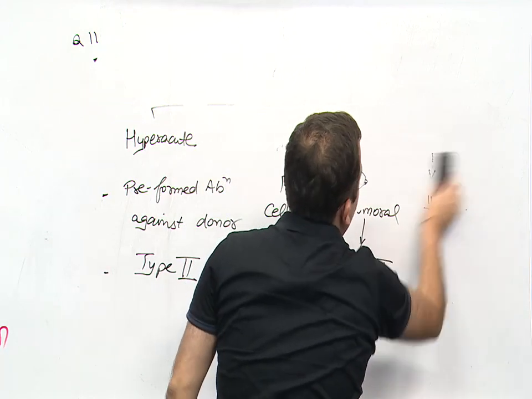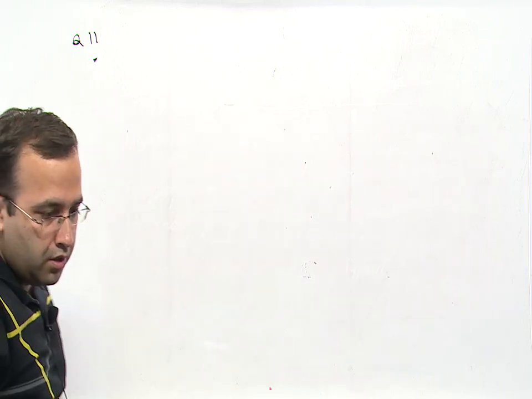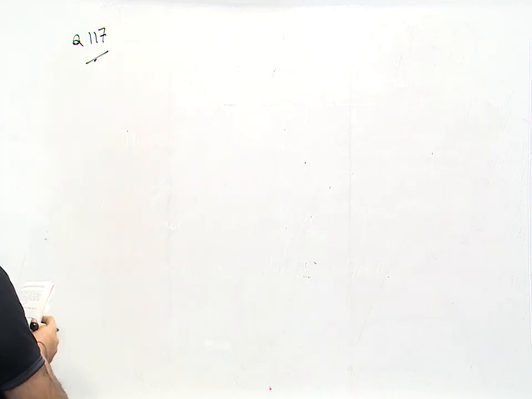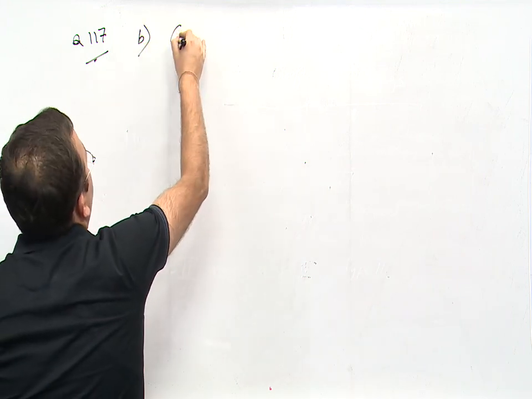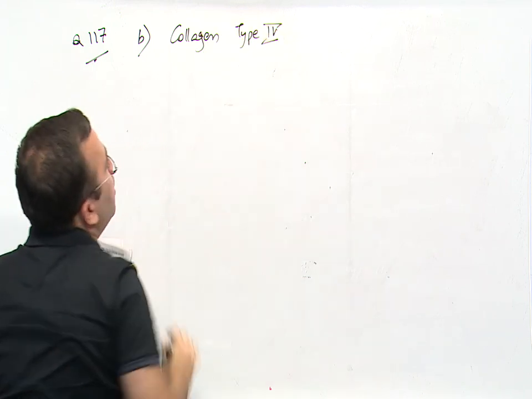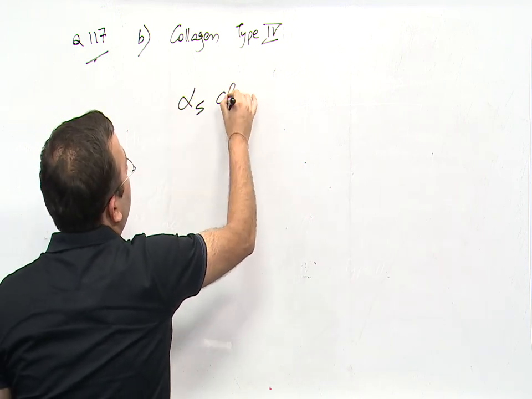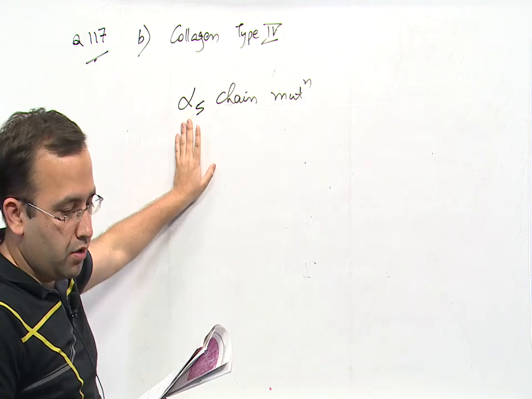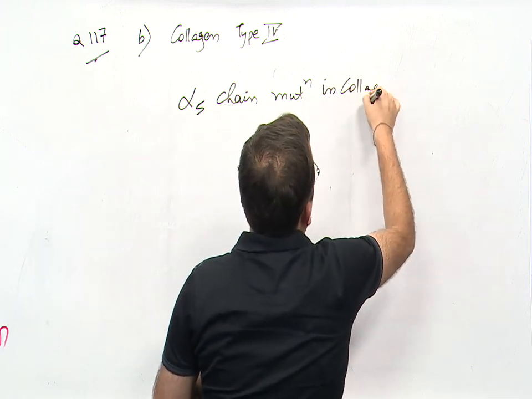Coming to the next question, 117. Alport's is a mutation in collagen type 4. You very well know Alport syndrome. It occurs because of an alpha chain mutation. Alport syndrome occurs because of an alpha 5 chain mutation in collagen type 4.